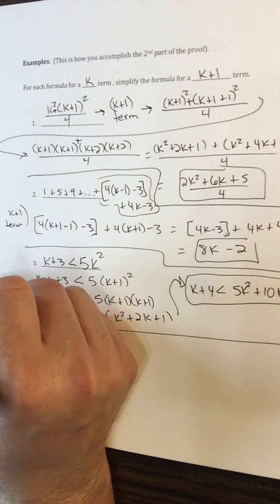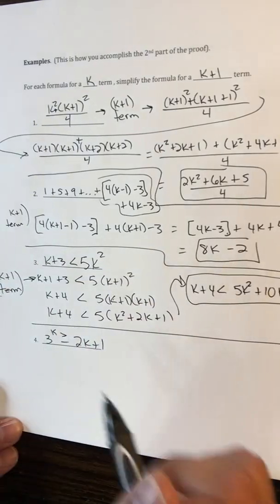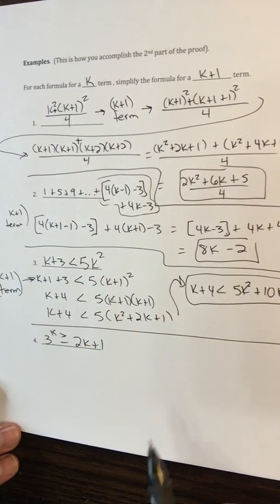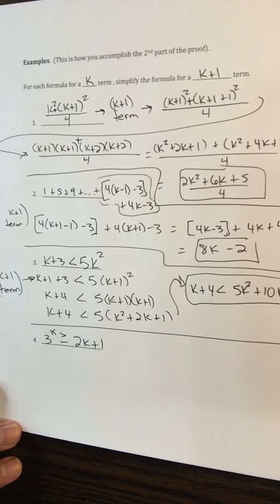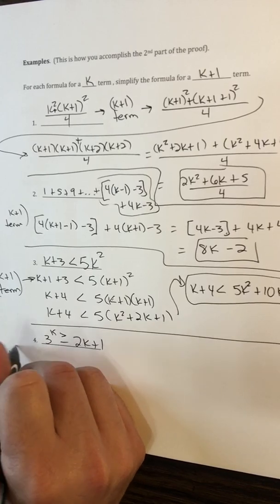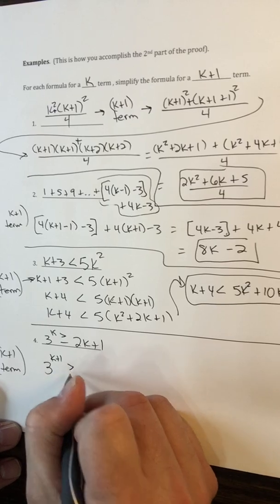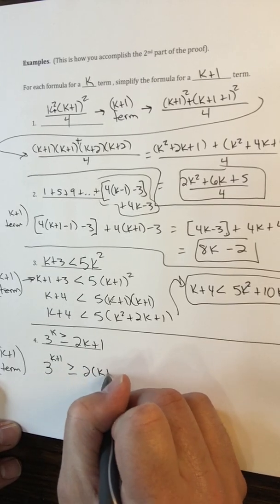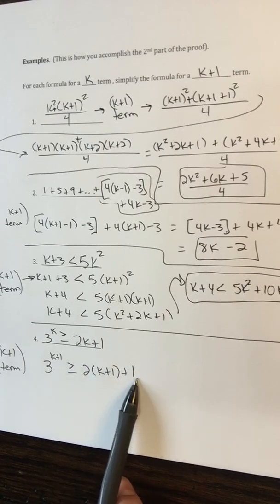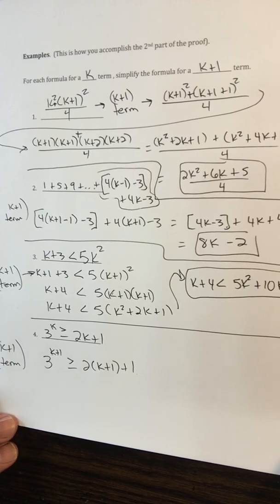Okay, so that's my kth term. I'll do it up here just so you guys see what I'm doing. The k plus 1 term, I started it here, and then I kept going until it was simplified, right? This really isn't a term, it's an expression, but it's the skill that I'm after here. So to get the k plus 1 term, or expression I should say, it's going to be 3 to the k plus 1. It'll be greater than or equal to 2 times k plus 1 plus 1. Turn that k into a k plus 1, and then don't forget there was a plus 1 after that, so I've got to put that in there. That tends to get a little confusing.